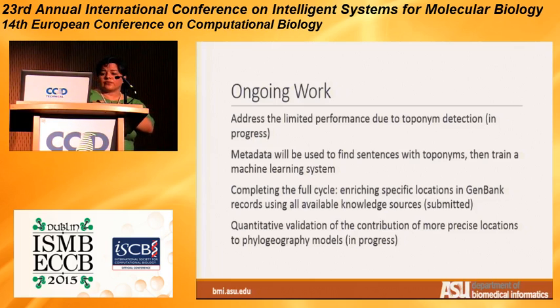What's the end result? Some quantitative validation of the contribution of more precise locations to the models themselves, okay? So if we improve the locations, can we improve the end result, the models of migration? That requires much more additional work by doing statistical analysis of the different confidence levels in the locations and throwing them into the models and seeing which model results in the best performance or more accurate depiction of the actual model of migration and mutation of the viruses.